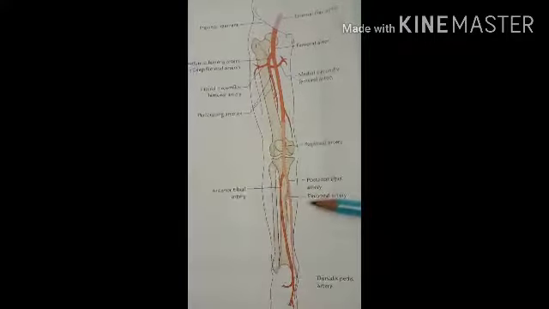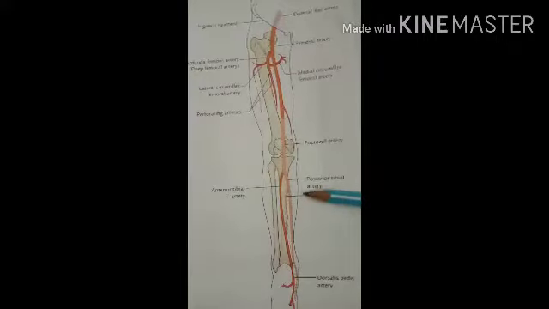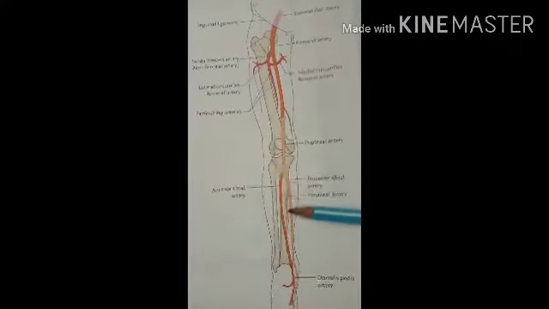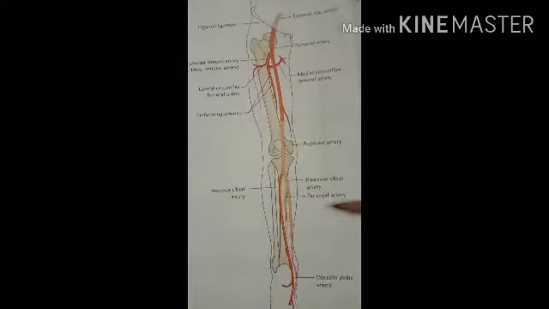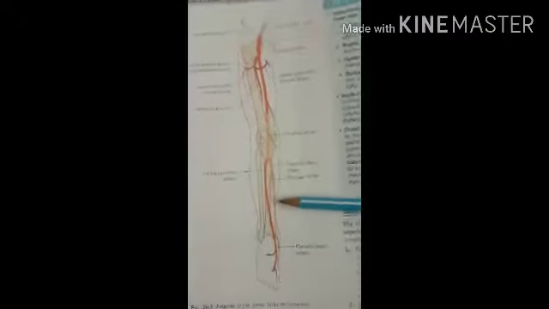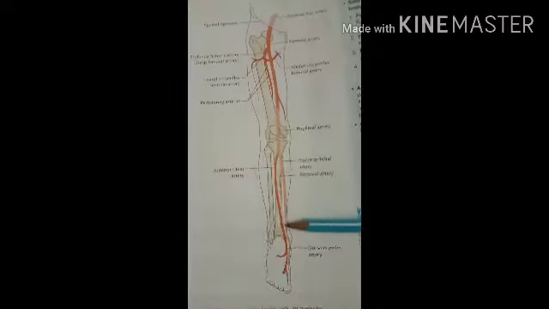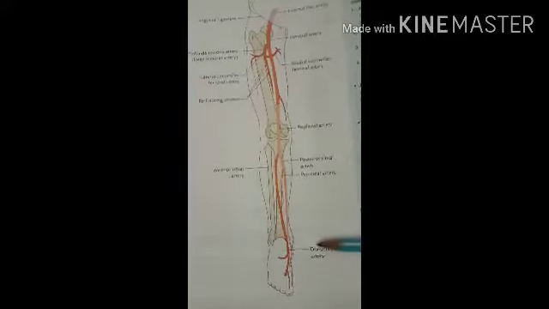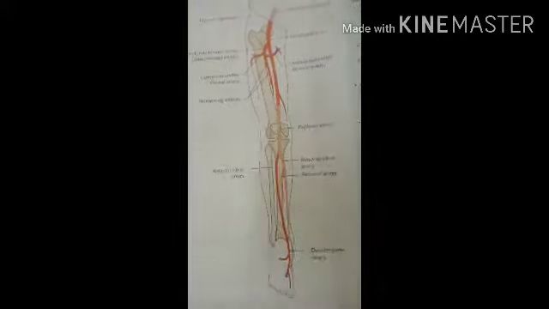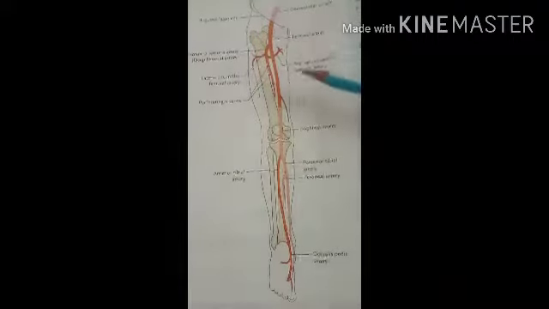The posterior tibial artery gives another branch which is present on the posterior side of the leg, called the peroneal artery. Then the anterior tibial artery continues in a downward direction, and as it enters into the dorsum of the foot, it is called the dorsalis pedis artery. Okay? So let's see the details of these arteries.